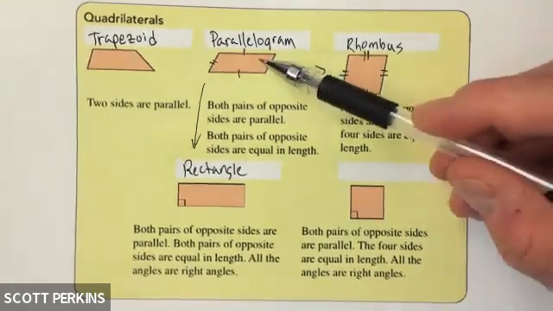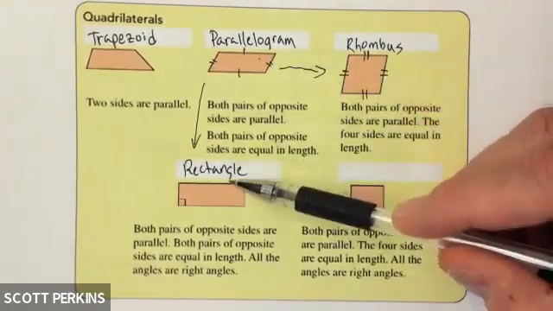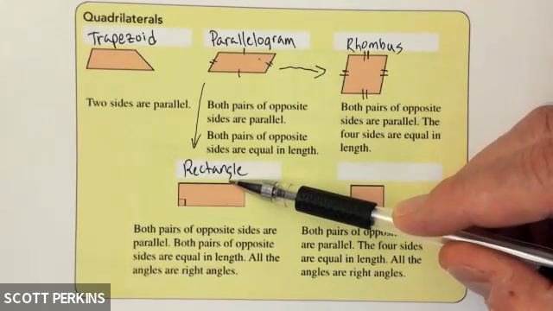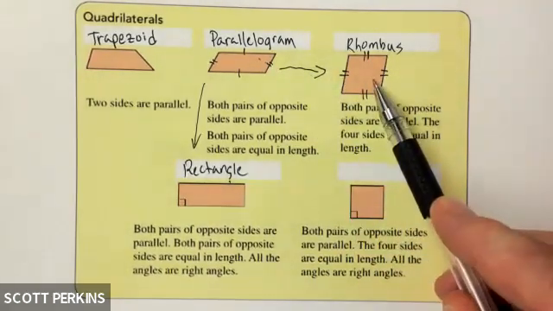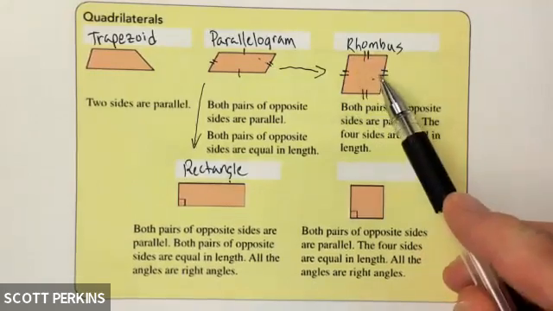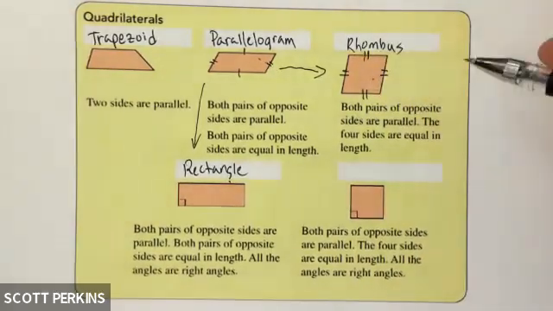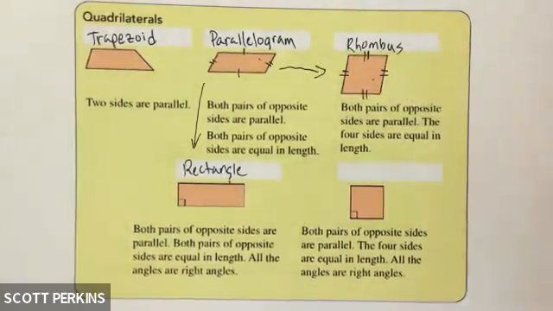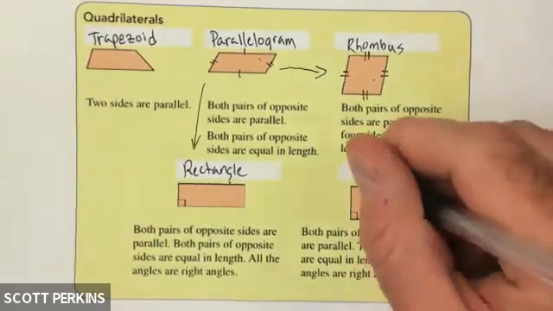So it all starts with the parallelogram. A rectangle is a special kind of parallelogram with right angles. A rhombus is a special type of parallelogram with all the sides equal. And then if you do both of those things at the same time, if you do all the sides equal and you do right angles, you get the most specific type of parallelogram called a square.